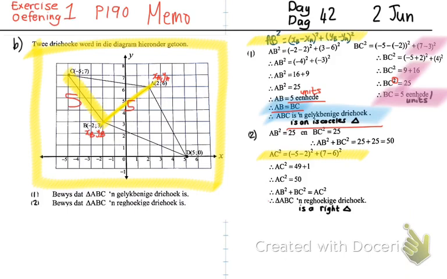AC squared is (5 minus 2) squared plus (7 minus 6) squared, which gives me 50. To get rid of the squared, I get the square root. Oh, I don't need to find the square root right now. I just need to find AC squared. Then AB squared plus BC squared is 25 plus 25, which is also 50. Because those are equal, AB squared plus BC squared is equal to AC squared, I know that triangle ABC is a right triangle because of the converse of Pythagoras.